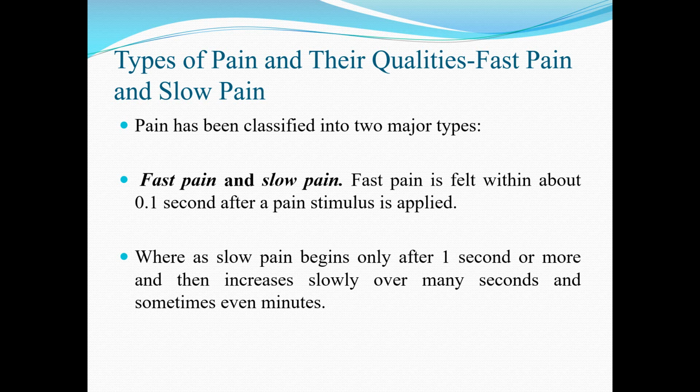Now, let's talk about the slow pain fibers. These are the long-acting fibers, mostly activated by chemical stimuli, and they are carried by the C-type fibers. The neurotransmitter over here is substance P. So what we have to learn is that for the fast pain fibers, the neurotransmitter is glutamate, whereas for the slow pain fibers, it is substance P.